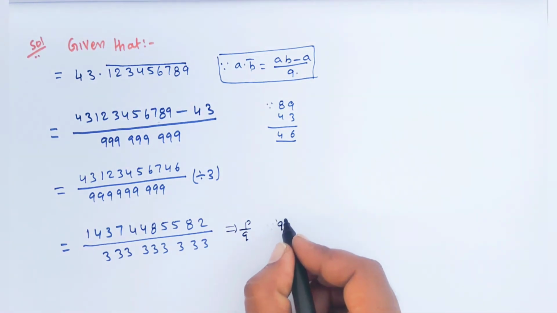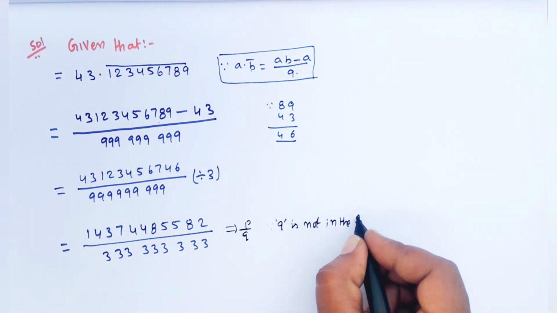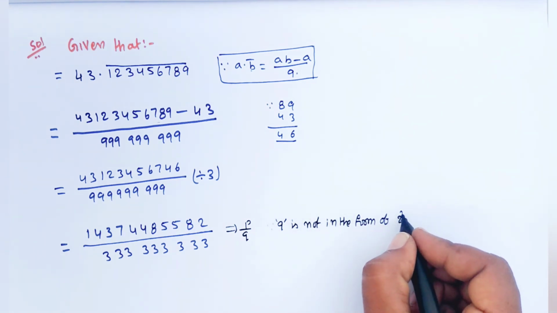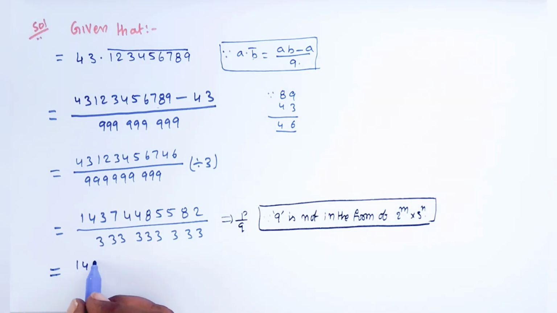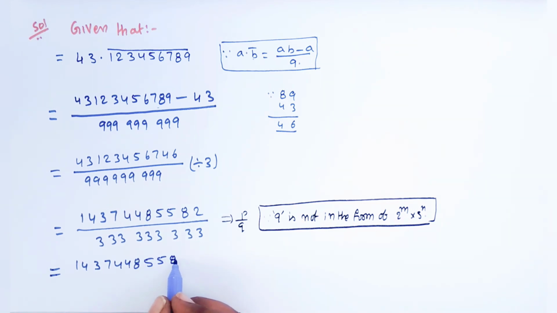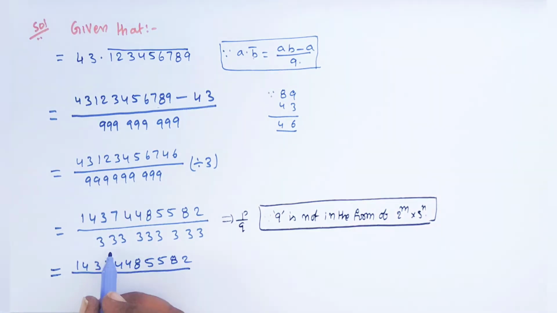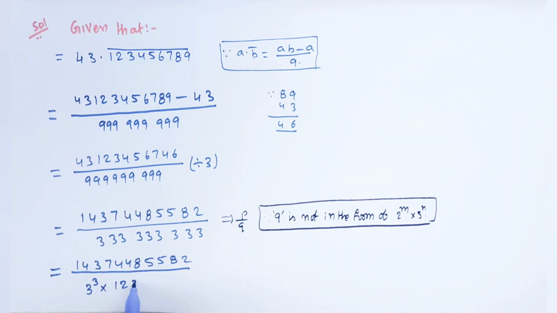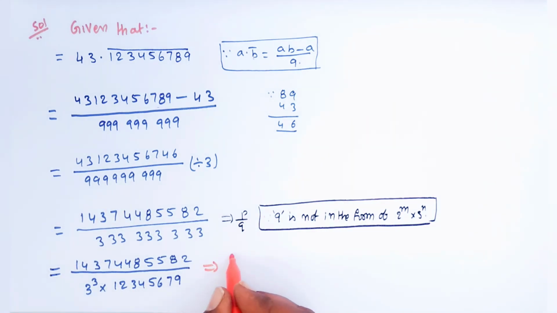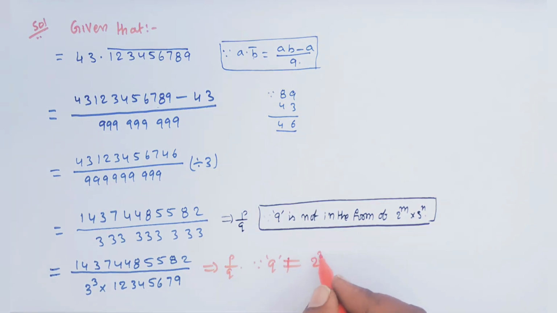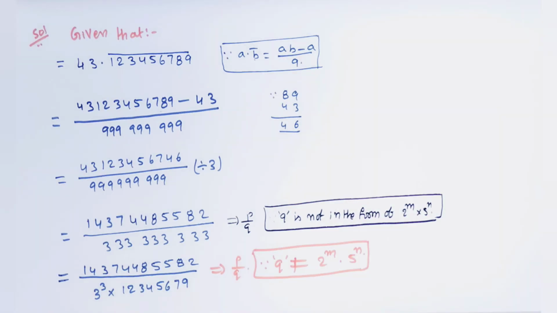It is in the form of p by q, but q is not in the form of 2 power m into 5 power n. For one more step, the numerator 1437448558 by this denominator can be expressed in prime factorization as 3 power 3 into 1 2 3 4 5 6 7 9. Clearly here also, p by q has a q value that is not in the form of 2 power m into 5 power n. I hope you understand this solution. Thank you for selecting my video.